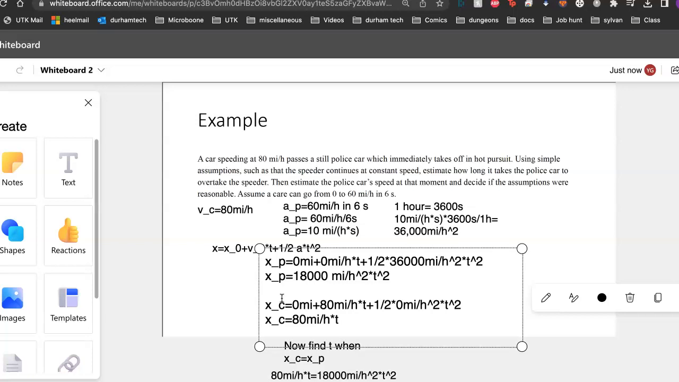So, then for the car, we're told we're starting time once again at the position where they cross each other for the first time when the speeder goes flying by.